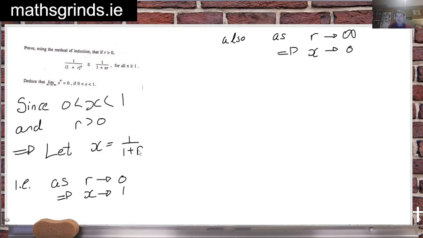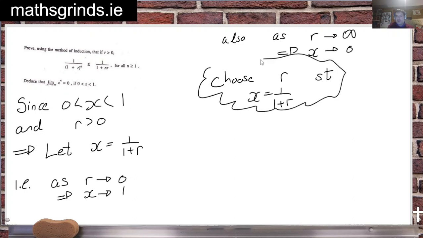1 over infinity. So it's possible that if x is between 0 and 1, or is positive, you can make x equal to 1 over 1 plus r. So you can choose an r so that this equation is true for any x between 0 and 1. So that is, choose r such that x equals 1 over 1 plus r. That's the idea here.